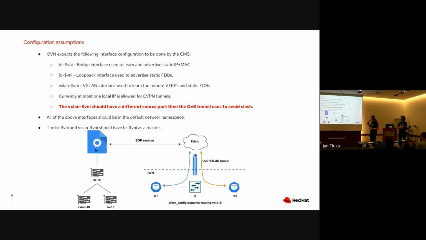There is one catch that you need to keep in mind when you want to configure that. The VXLAN VNI is actually a VXLAN interface that is in the kernel. So you need to make sure that it has a different source port than the one used for the tunnels used by OVS. Otherwise, there would be a clash, and the kernel wouldn't create one or the other. And those interfaces need to be in the default network namespace.